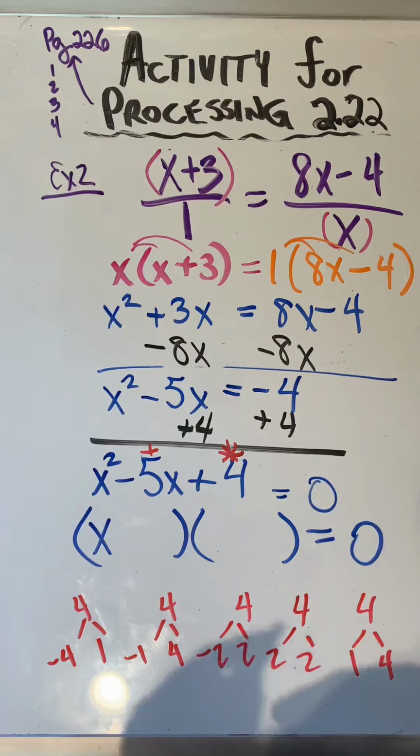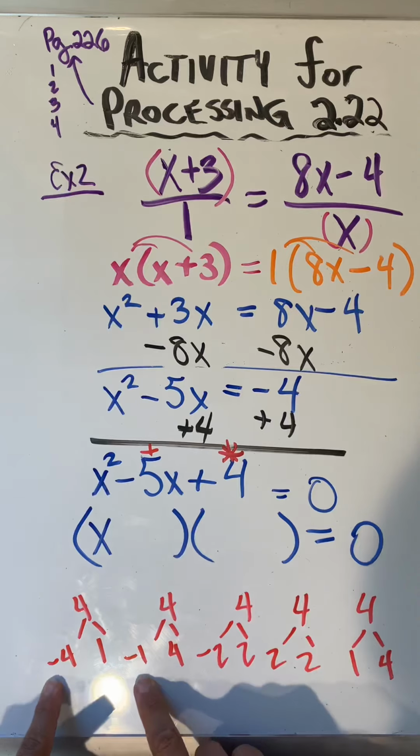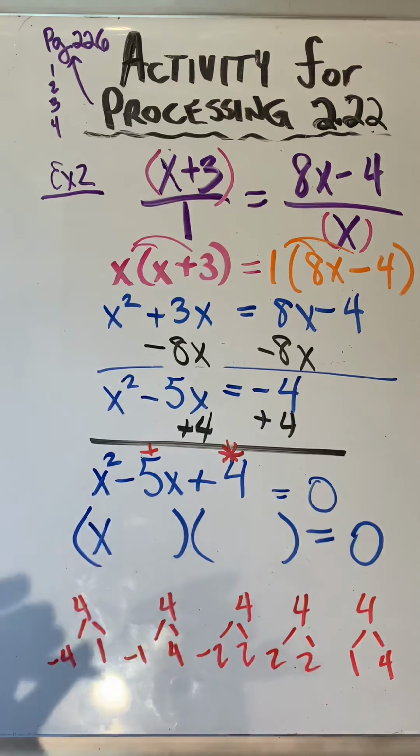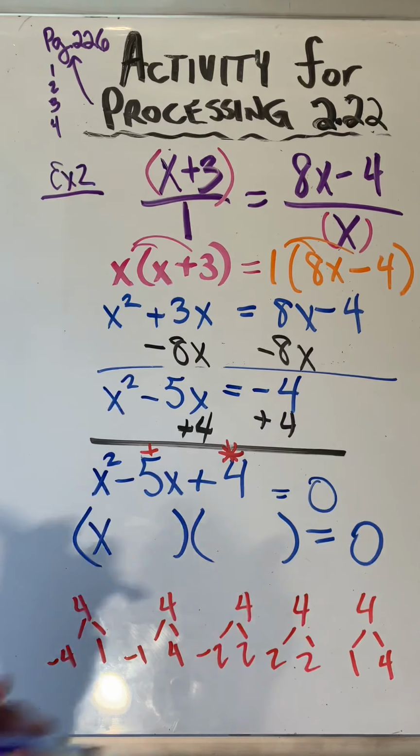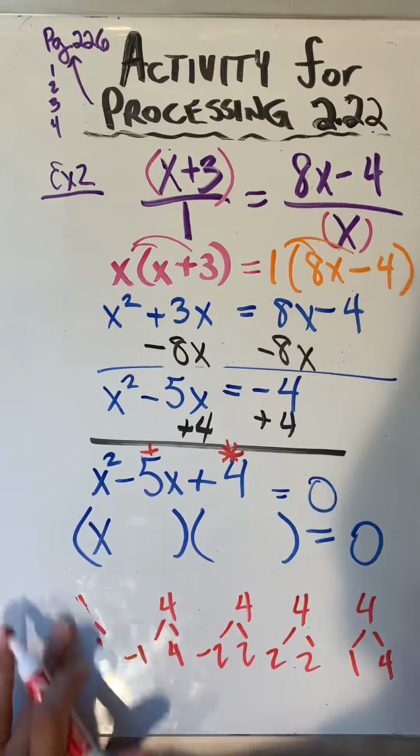So here we go. We have to decide which one of these combinations. We have negative 4 and 1, negative 1 and 4, and so on. Which one of these will give us negative 5 if we add them together? Okay. Sorry, I think I made a mistake here. Let me erase this last one. I got excited there.